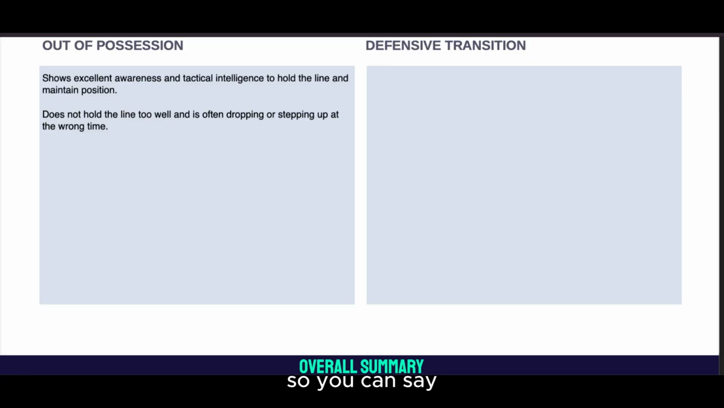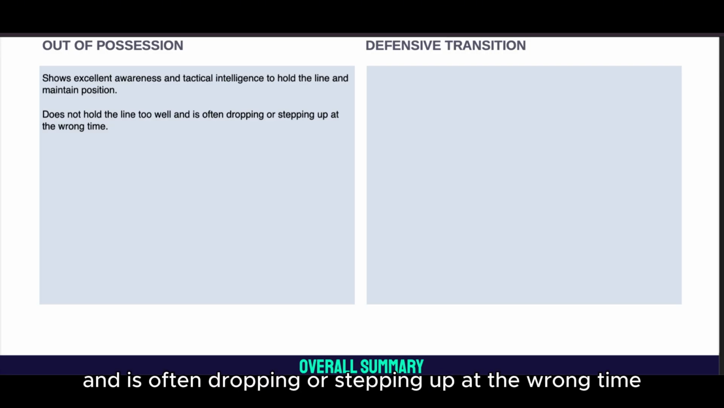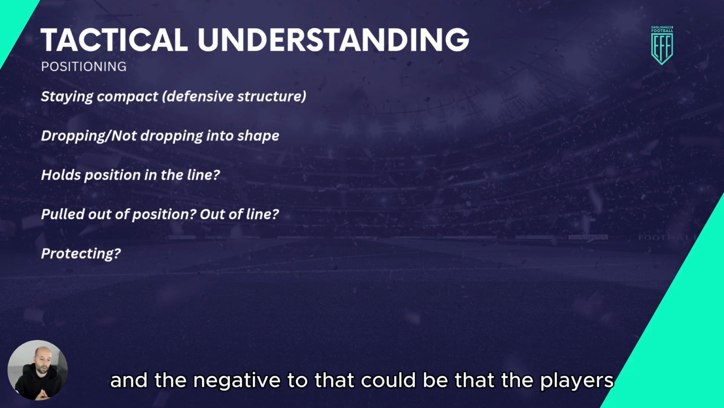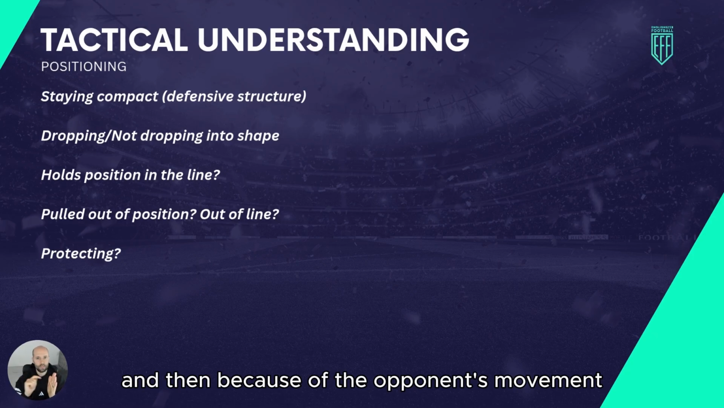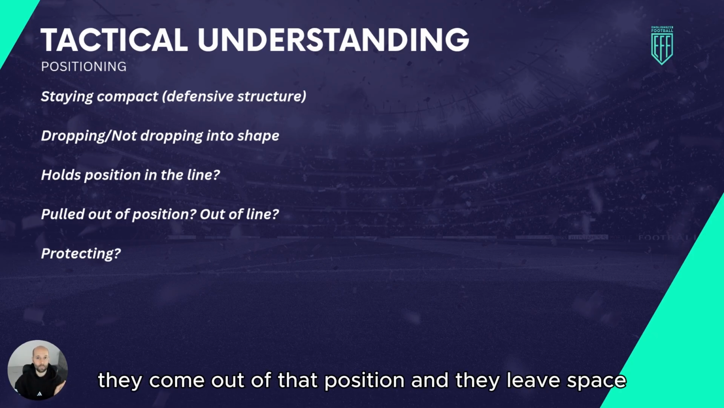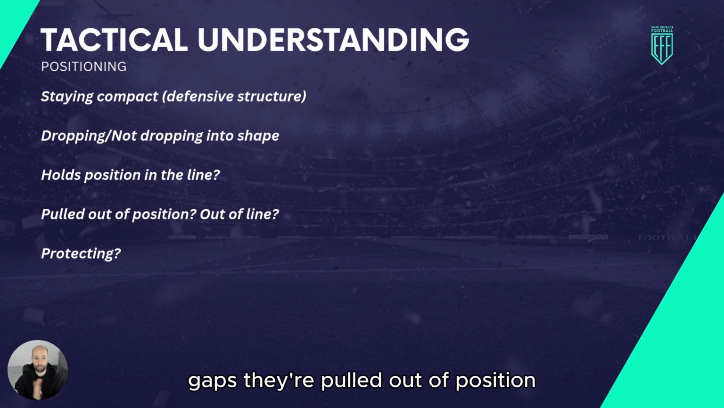So you can say the player shows excellent awareness and tactical intelligence to hold the line and maintain position. And from a negative perspective, the player does not hold the line too well and is often dropping or stepping up at the wrong time. And the negative to that could be that the player's pulled out of position. Pulled out of position just means that they're in a position, and then because of the opponent's movement, they come out of that position and leave space, gaps.